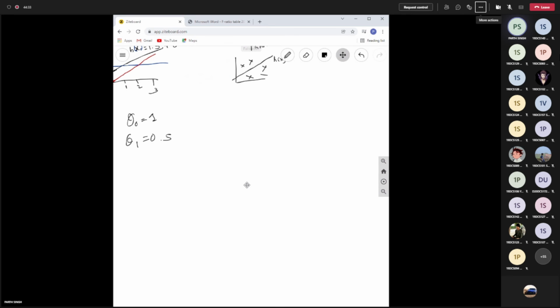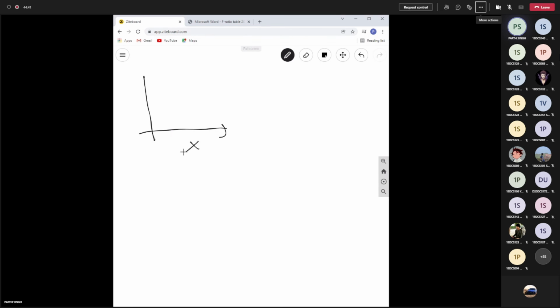If we see, let's say, I am drawing the same graph again. This is my x, this is my y, these are my data points, and let's say this is my regression line. So this line is a function of theta 0 and theta 1.